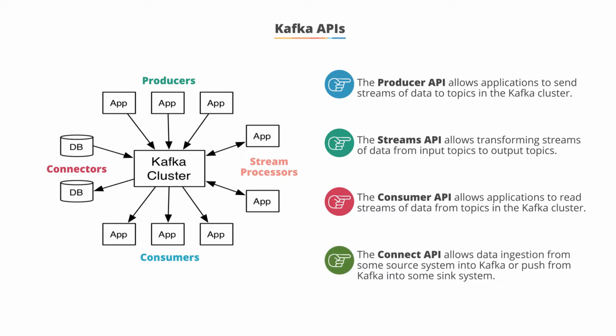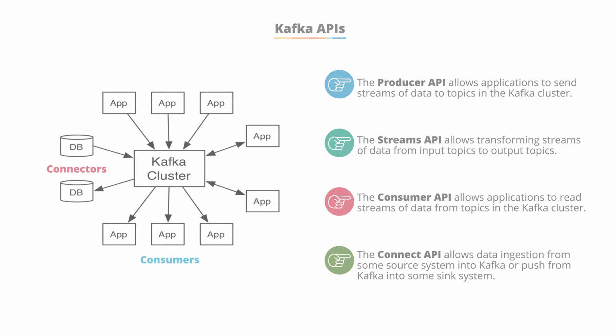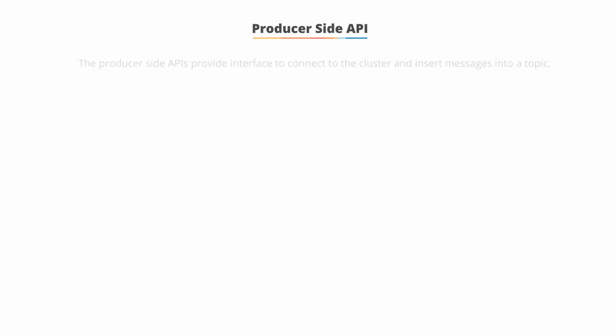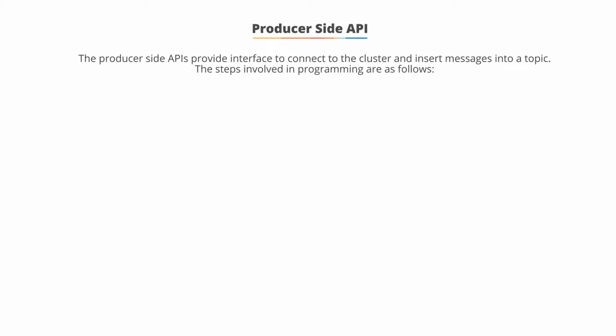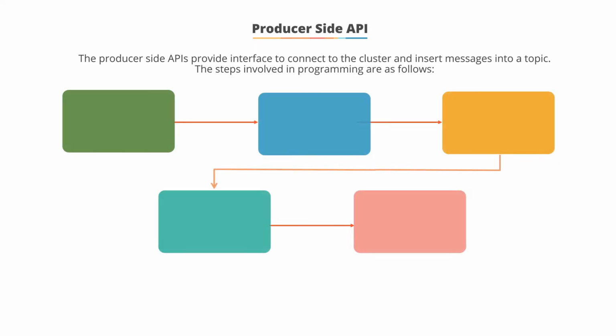The Connect API allows data ingestion from some source system into Kafka, or pushing it from Kafka into some sink system. The producer side APIs provide interfaces to connect to the cluster and allow the insertion of messages into a specific topic. The steps involved in programming this are as follows.